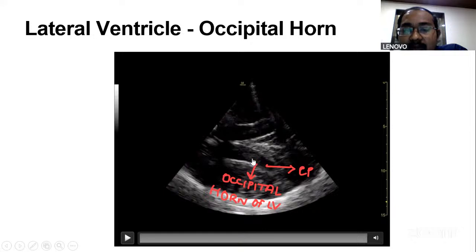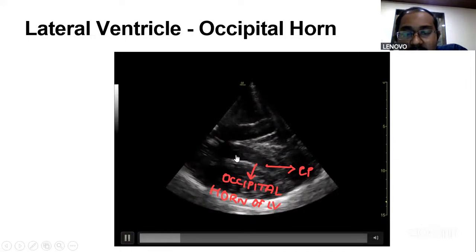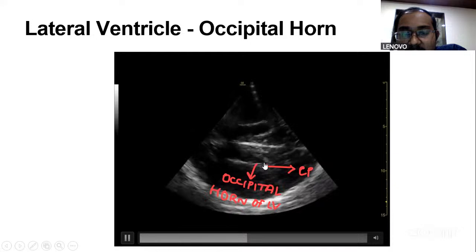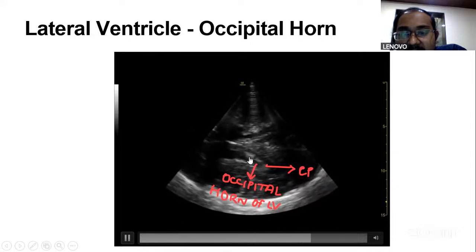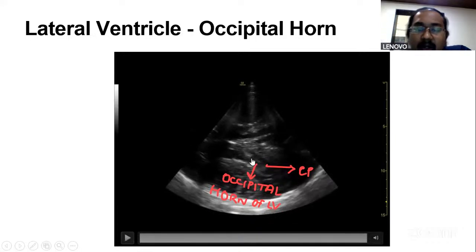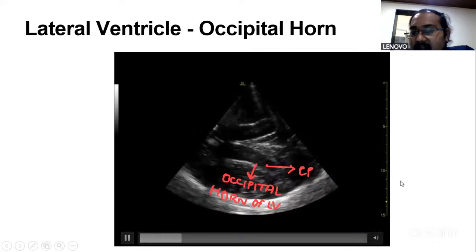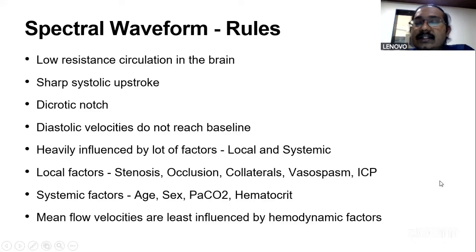And here, in the middle of these anechoic structures, you would find a hyperechoic structure. So that hyperechoic structure is the choroid plexus. So I'm playing the video. So this is your occipital horn of the lateral ventricle. And in that you would see a hyperechoic structure that is coming in, that is the choroid plexus. Now you might be wondering why we would be looking at all this anatomy. So, next time we talk about the applications of transcranial Doppler, we would understand that all this information is useful in monitoring and looking at neuroworsening.